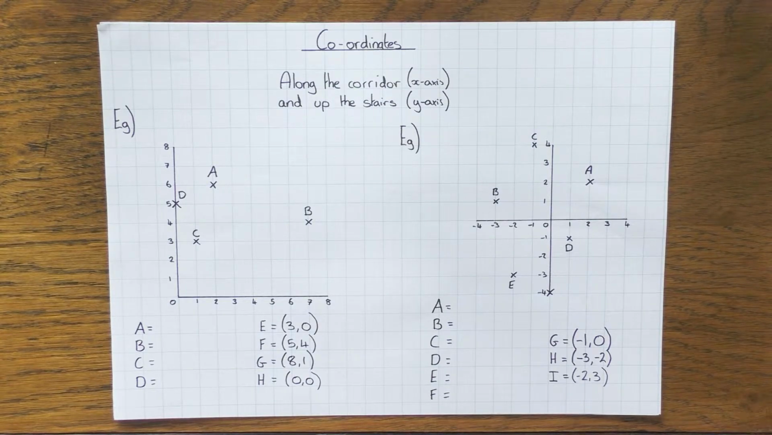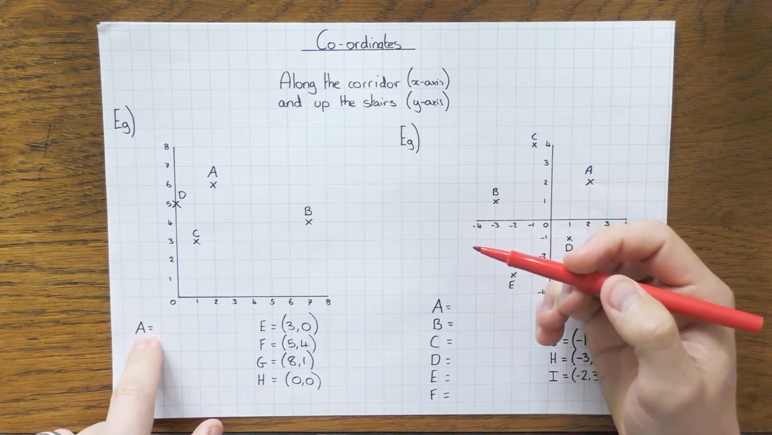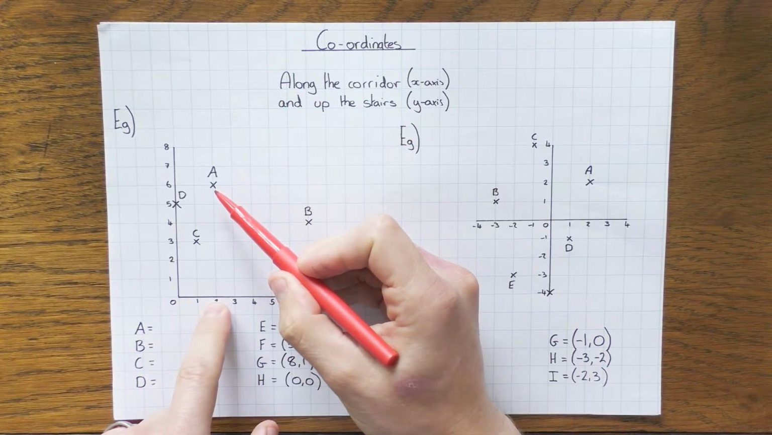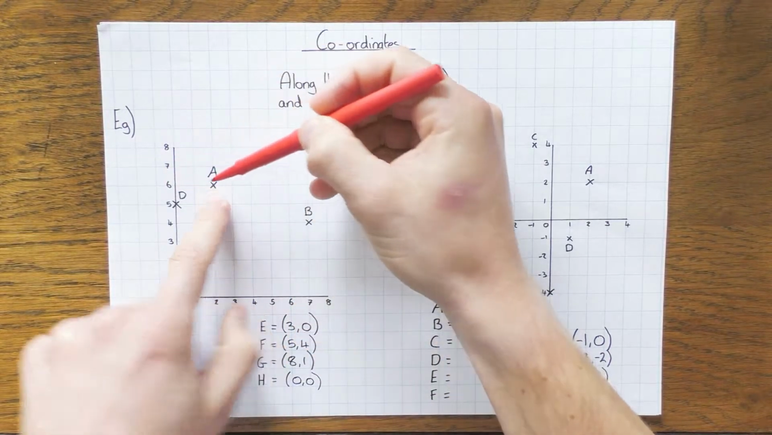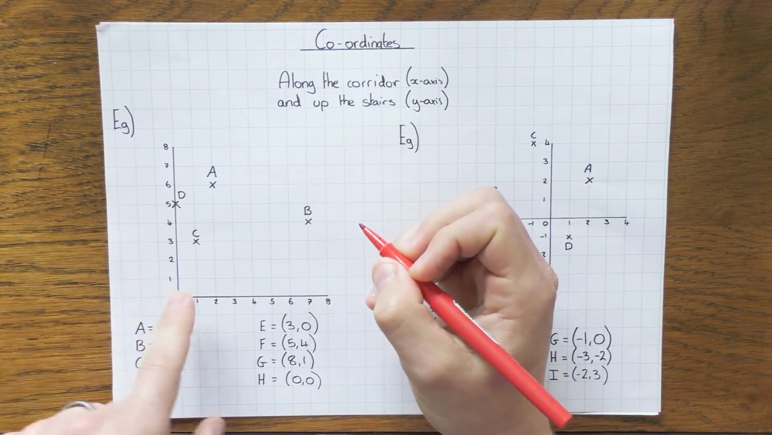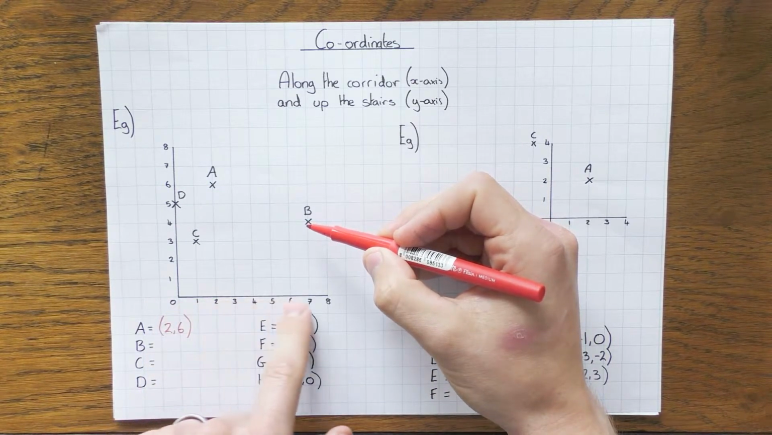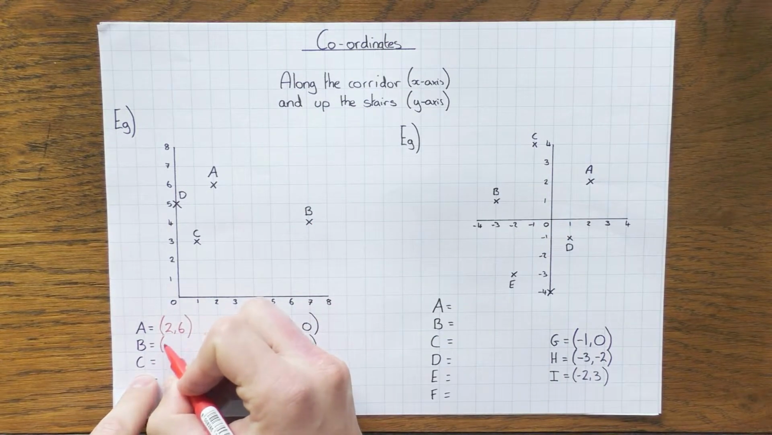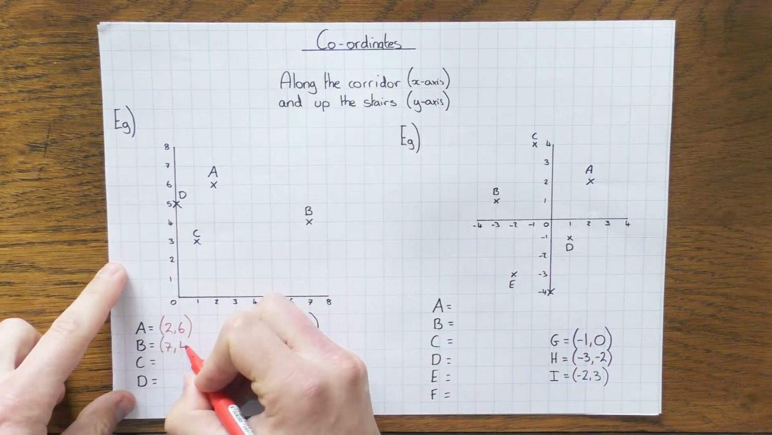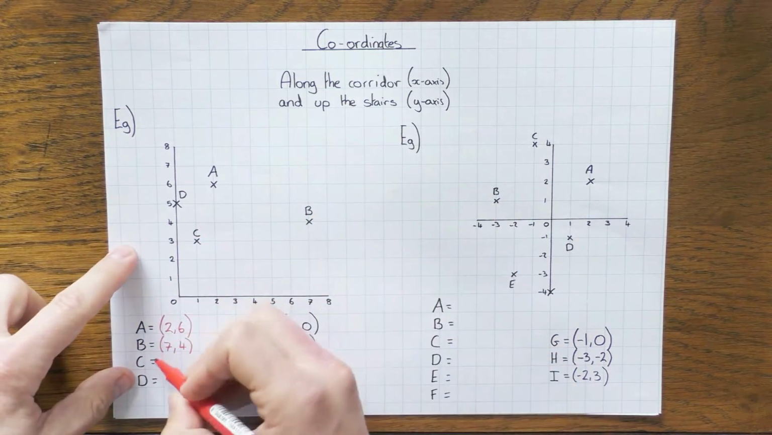So let's have a go at the first one. We've got a nice positive axis here, all the numbers are positive, and I need to know what the coordinate of A is. Just like we set up here, I go along the corridor, so I'm at 2, and I go up the stairs, and that's at 6. So the coordinate of A is quite simply 2, 6. B is over here, so again, I go along the corridor to 7. The x coordinate is 7, and then I go up 4. C is here, so I go along 1 and up 3.